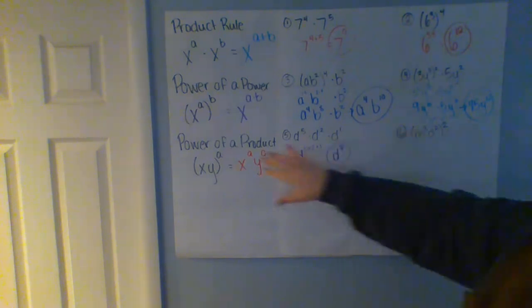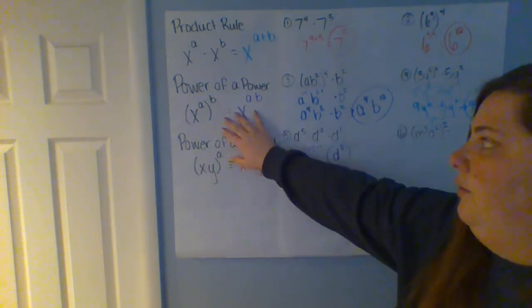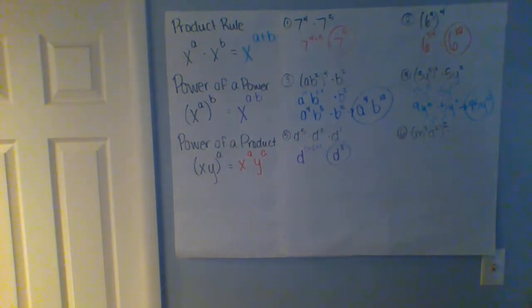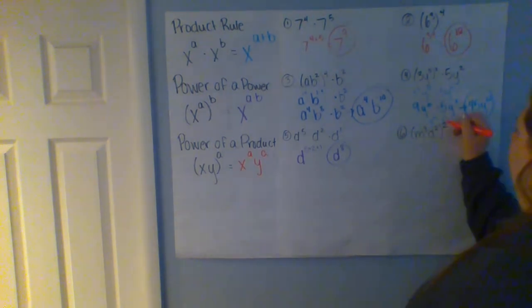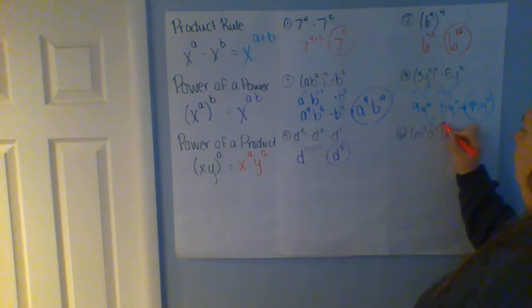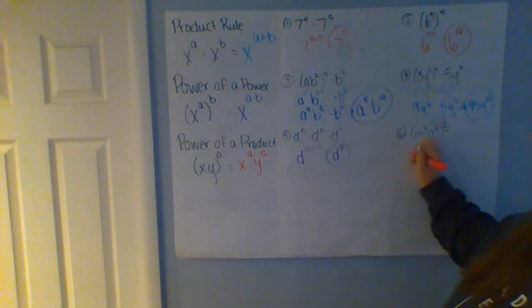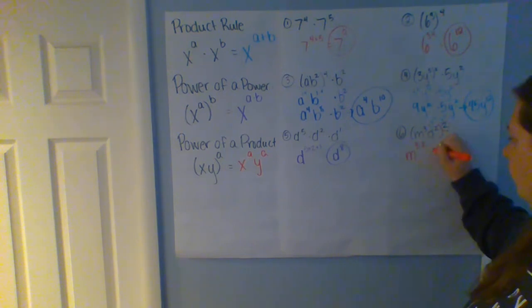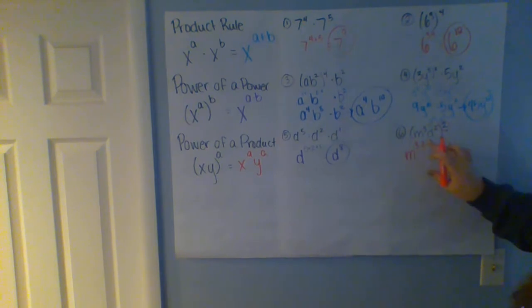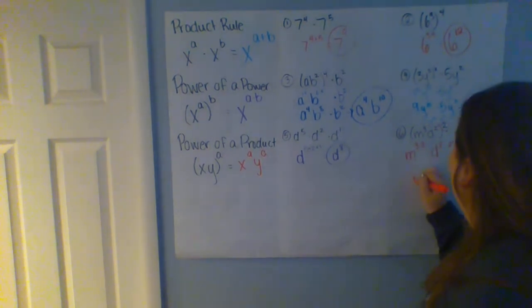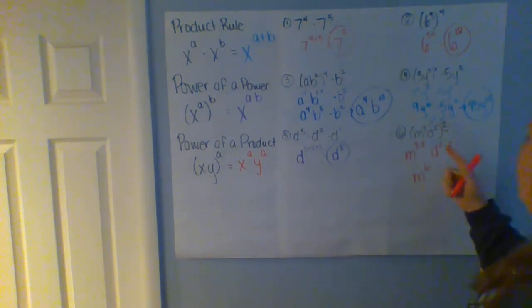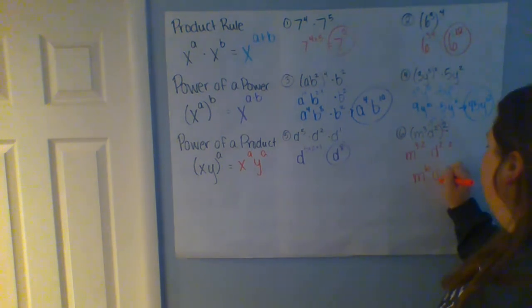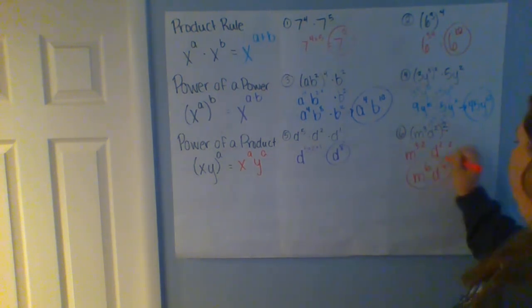Now our last example says m cubed d squared, all to the 2nd power. So again, we have a power of a product with the power of a power inside of it. So this outside exponent is going to come to both of these. So it becomes m to the 3 times 2, d to the 2 times 2. 3 times 2 is 6, so we have m to the 6th. 2 times 2 is 4, d to the 4.